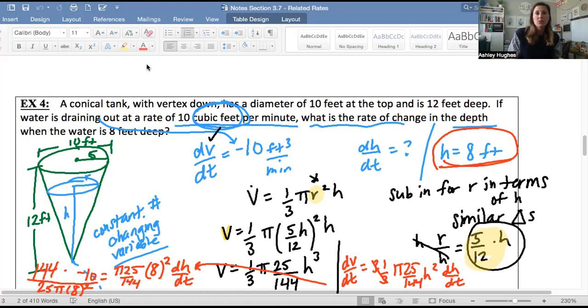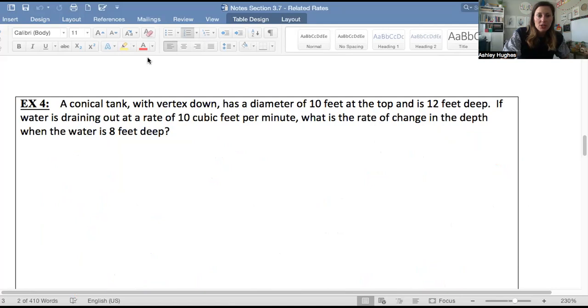Okay, so to recap the steps: write down the given, write down an equation, pause, and make sure all the variables are accounted for. If not, you need to substitute in terms of an equation, not in terms of a constant, because everything is changing here. So we got the 5/12 h by doing 5 over 12 is equal to r over h. We then simplified, and then we took the derivative. Then we plugged in the things that we knew, the -10 and the 8, and then we divided and multiplied to solve. So let's try the next one.